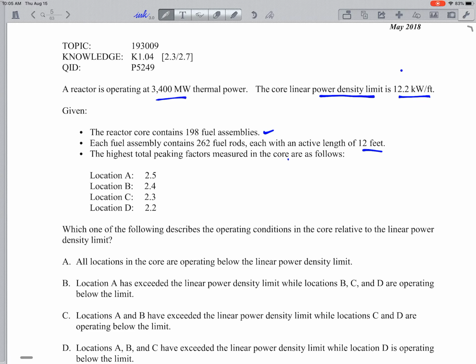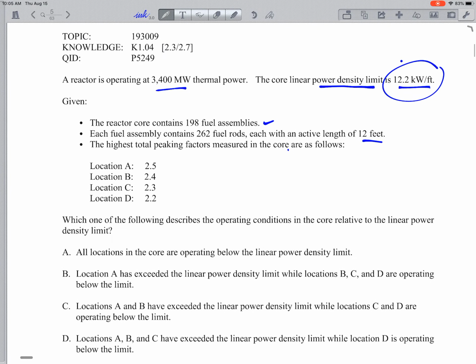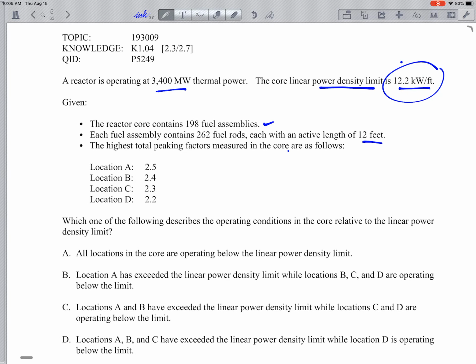So which one of the following describes the operating conditions in the core relative to the linear power density limit of 12.2? All right, so the answer is going to be D. That's fine, but let's figure it out. Remember I said the hot channel factor is equal to the max LPD divided by the average LPD. They've given us the max LPD right here. They've given us the average LPD right here. We just have to calculate it.